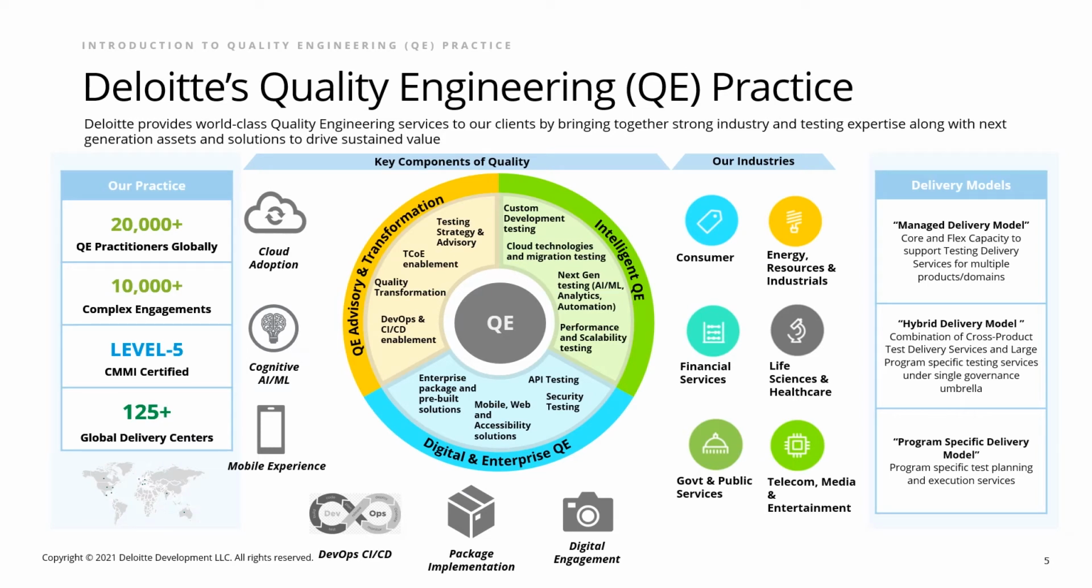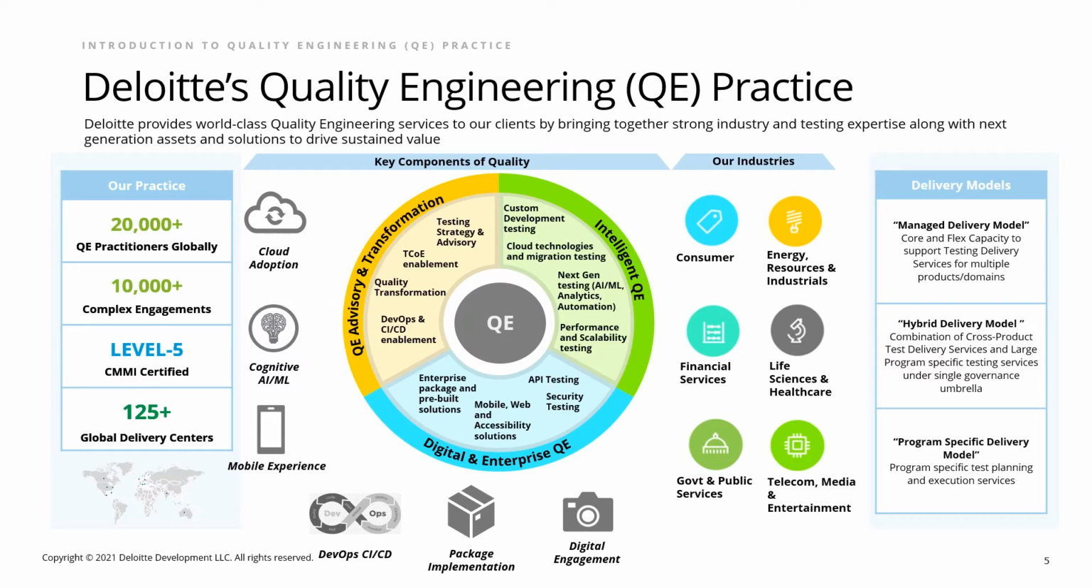Keeping in mind the needs of organizations and their challenges I just discussed, Deloitte's quality engineering practice is organized to deliver testing services that fulfill the needs and deal with these challenges. Starting at the middle of the slide, our practice is divided into three areas. First, advisory and transformation, where our practitioners provide testing strategy and advisory services, set up testing centers of excellence to provide testing services for the organization, improve the outcomes of testing through quality transformation, and enable testing in DevOps and CI/CD environments.